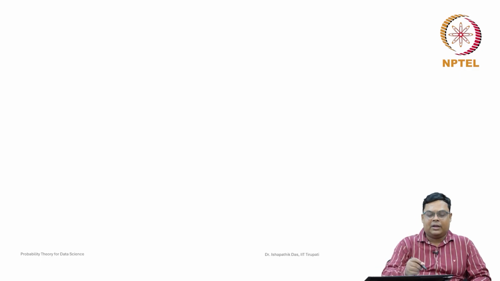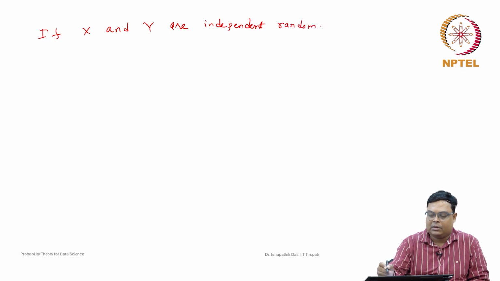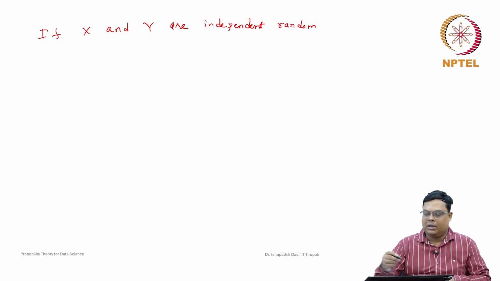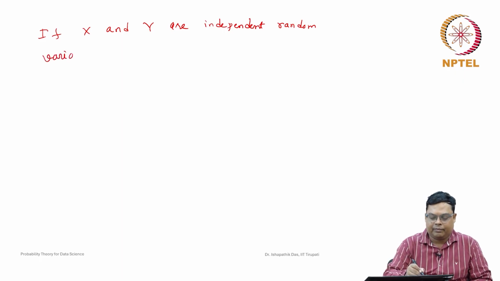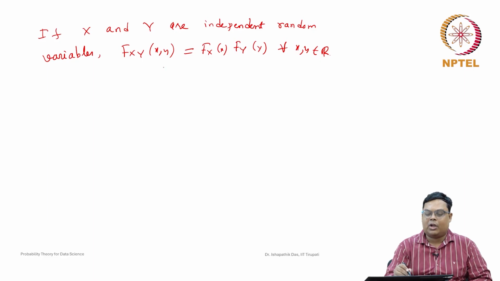Now, we know that whenever x and y are independent random variables, then the joint cumulative distribution function is equal to F_X(x) times F_Y(y) for all x, y belonging to the real numbers. That we know: if x and y are independent random variables, then F_XY(x, y) is equal to F_X(x) times F_Y(y) for all x, y belonging to the real numbers.